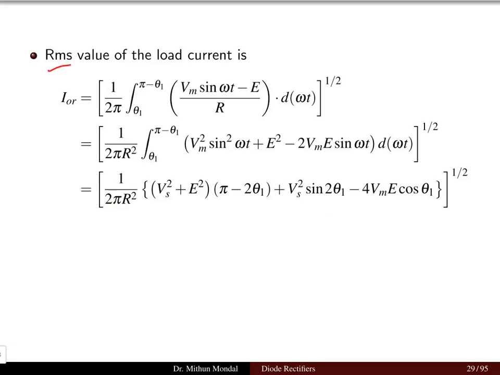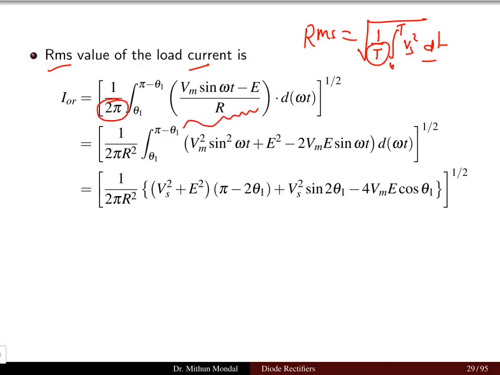Now, if we want to calculate the RMS value of the load current, we know again the RMS value is basically given by the root of the mean, and then we have the integration from 0 to t of the square of the voltage. Here the total time period is 2 pi, and the source we have is Vm sin omega t minus E by R. Here we have the square, and then we have half. So the conduction period again is theta 1 to pi minus theta 1. After a series of steps, we'll get the RMS value of the load current in this form.